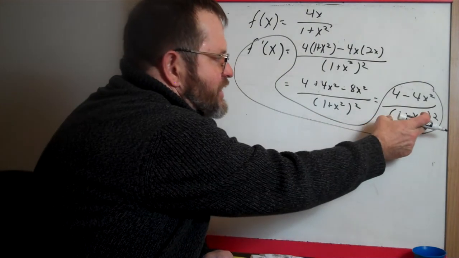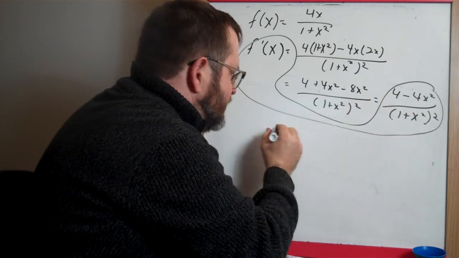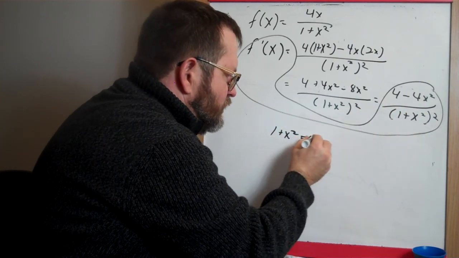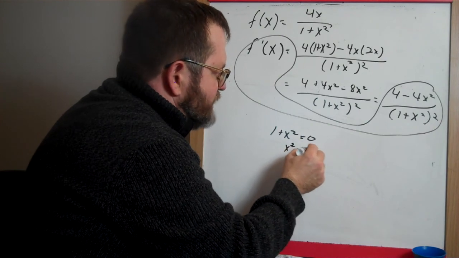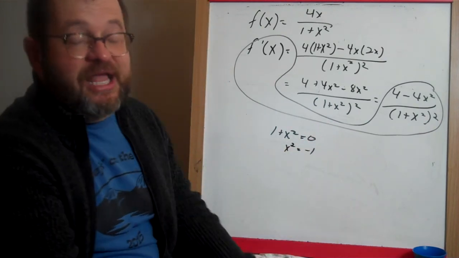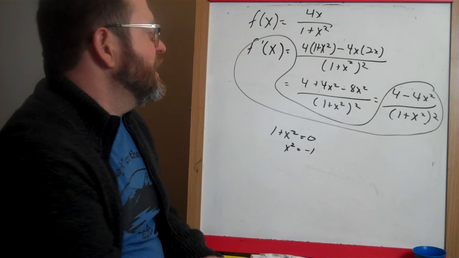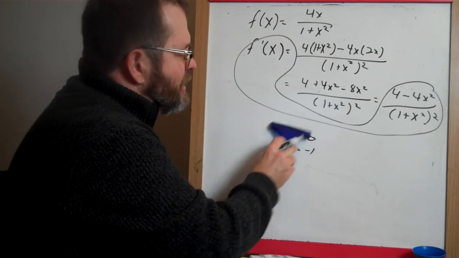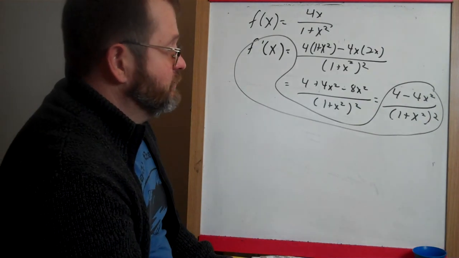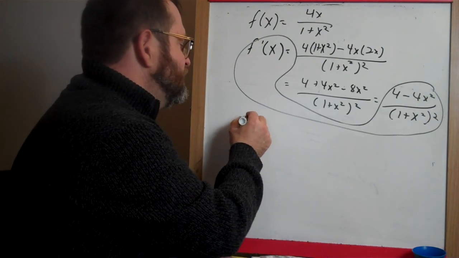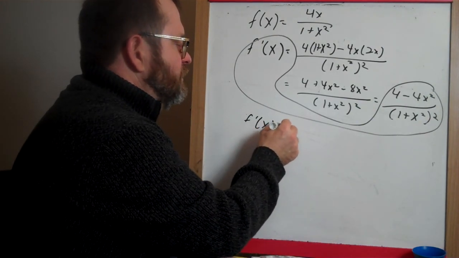The only way you get the denominator equal to 0 is if this inside part was equal to 0, because then you'd square it and it would still be 0, which means x squared equals -1. Well, good luck with that unless we start allowing imaginary numbers. So we don't need to worry about undefined places being critical points. What about places where the derivative is equal to 0?